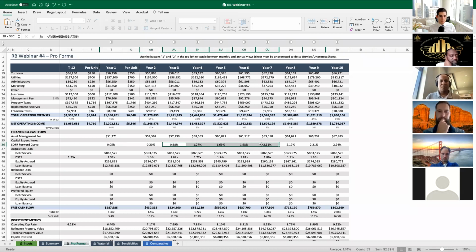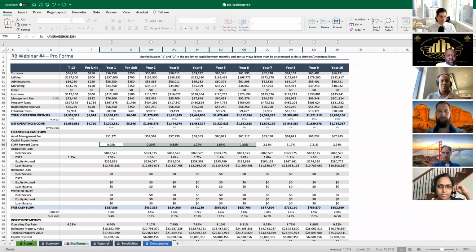But definitely here's where the volatility is and where the market is going to change its assumptions as it relates to inflation and growth and things like that. So yeah, SOFR forward curve, I think it's a super cool thing to have in the model, especially if you're a floating rate borrower interested in modeling in those cash flows. So yeah, thanks for that question.